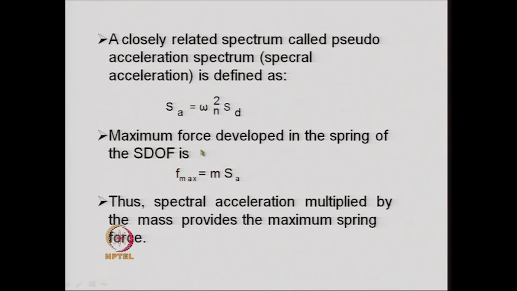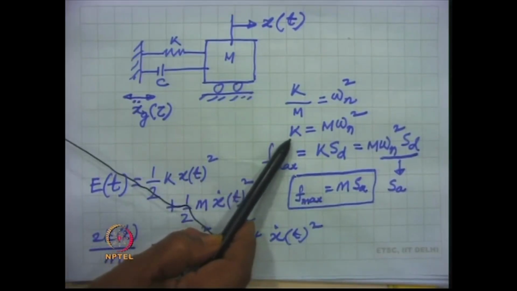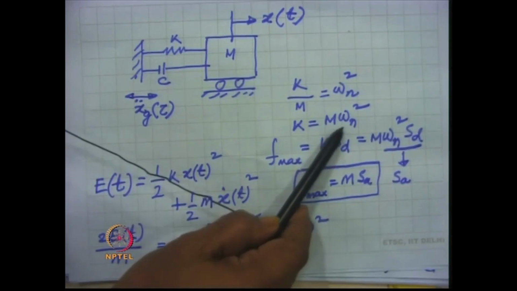Now, if you look at the definition of the maximum force developed in the spring, then one can show that the maximum force in the spring is equal to mass times the spectral acceleration that is obtained. Now, this can be proved in this particular fashion, that is k by m is equal to omega n square, that is known to everyone. Then k becomes equal to m into omega n square.